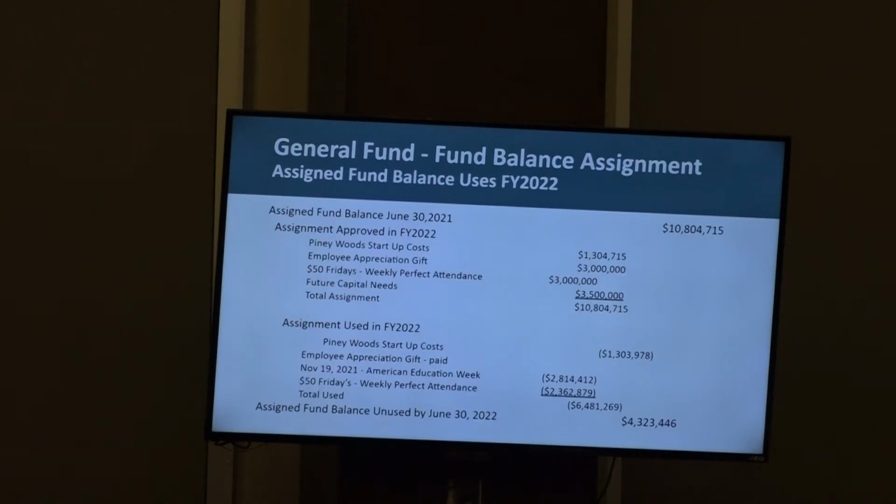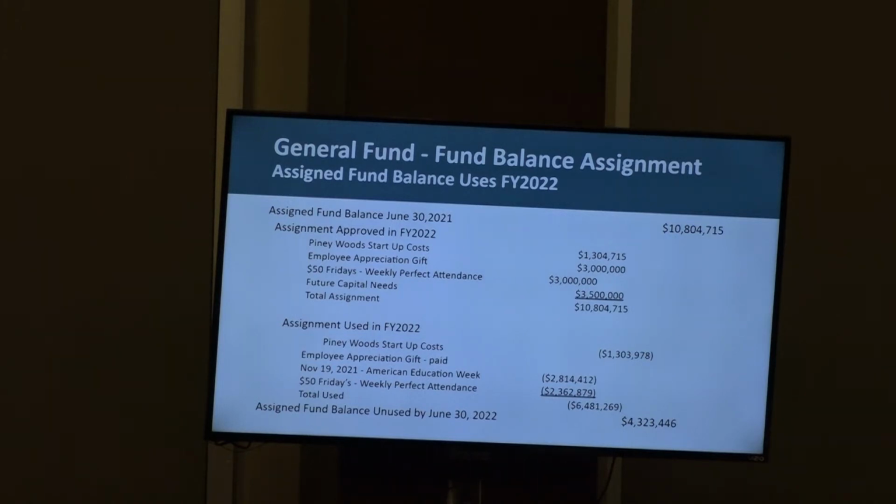So I wanted to dig into what that assignment was. I know we've talked a little bit about this already, but for the FY22 fiscal year, y'all approved an assignment of $10.8 million roughly a year ago. $1.3 million of that was for startup costs at Piney Woods. $3 million was for an employee appreciation gift. $50 Fridays for perfect attendance was also another $3 million. And then $3.5 million for future capital needs. So that made up that $10.8 million as of this time last year.